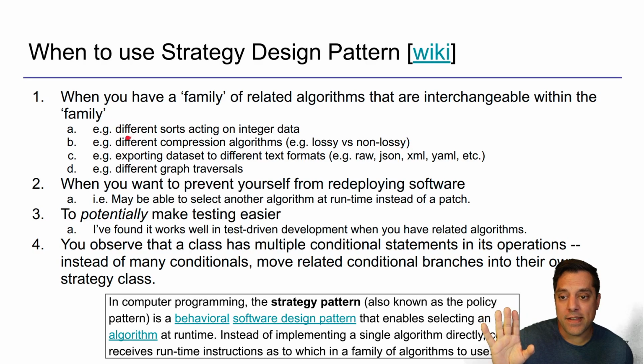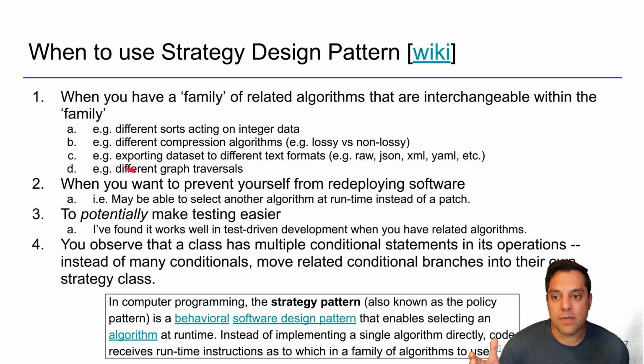Drawing your attention here, if you have different types of sorts, that's kind of obvious, as we've seen here. That could be a great reason. Maybe you have different compression algorithms. You're choosing lossy versus non-lossy types of algorithms to use. Maybe you're exporting different data sets to different text formats. Maybe you have a bunch of different graph traversals: in-order, pre-order, level order, etc. Those are all kind of obvious cases. Some of the stuff that you might study in an algorithms course or see on a website of grouped together algorithms, right? That tends to fit this.